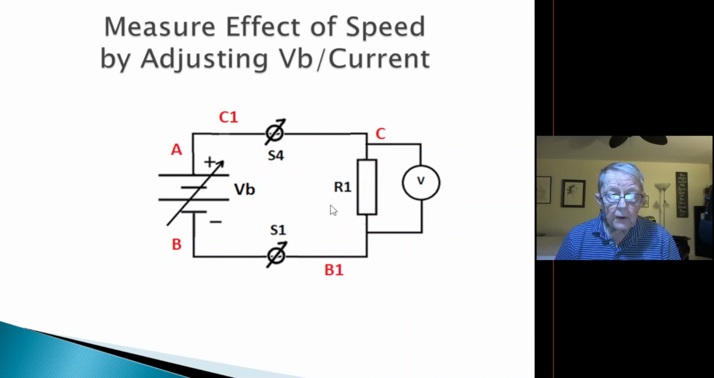So you can get the current here, here, and here, and the object is to see, as you increase the voltage and increase the current, what is the effect on the current around the circuit? That's the G1 current.